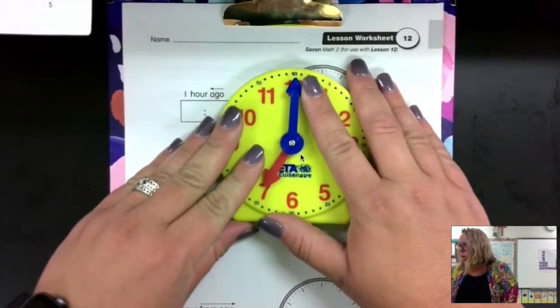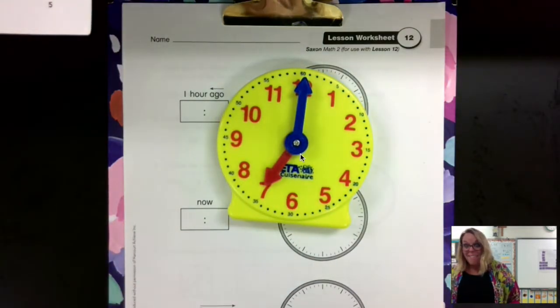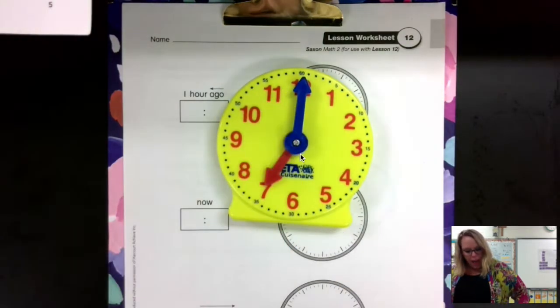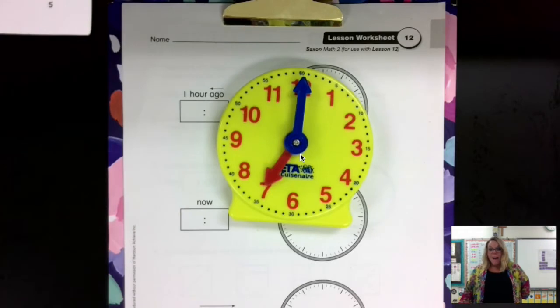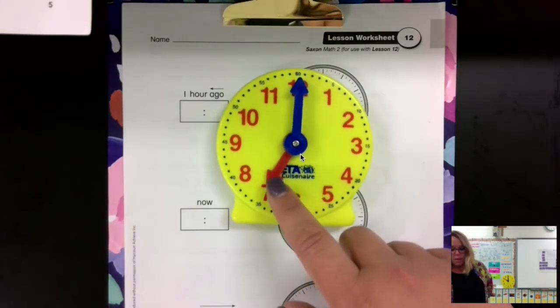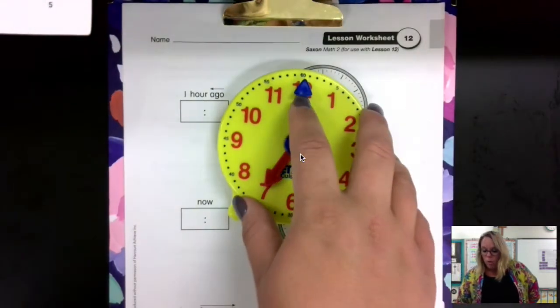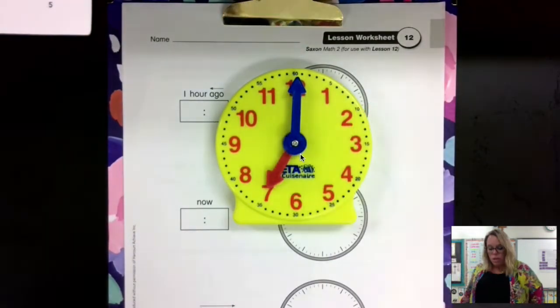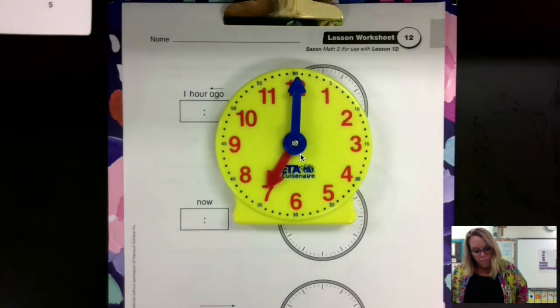Okay, now we're gonna pretend that it's 7 o'clock in the morning. So go ahead and make sure that your clock says 7 o'clock. You can see that I showed 7 o'clock on mine also. So 7, the red hand, the hour hand should be pointing at the 7, and o'clock says that that minute hand is pointing through the 12.